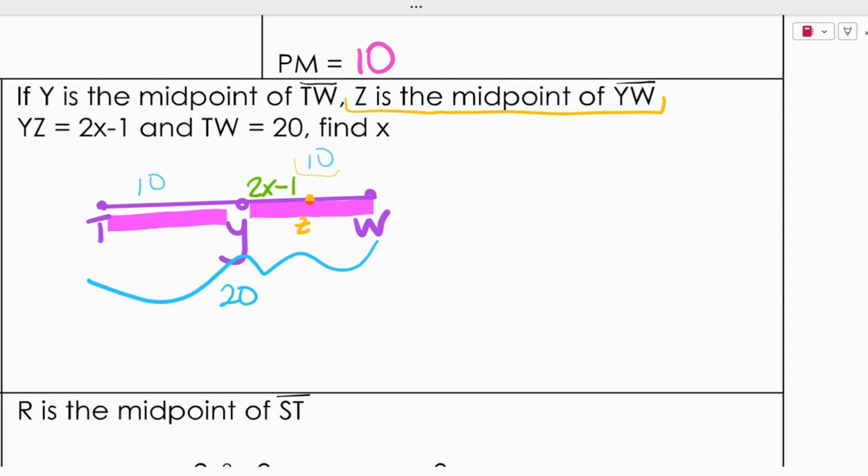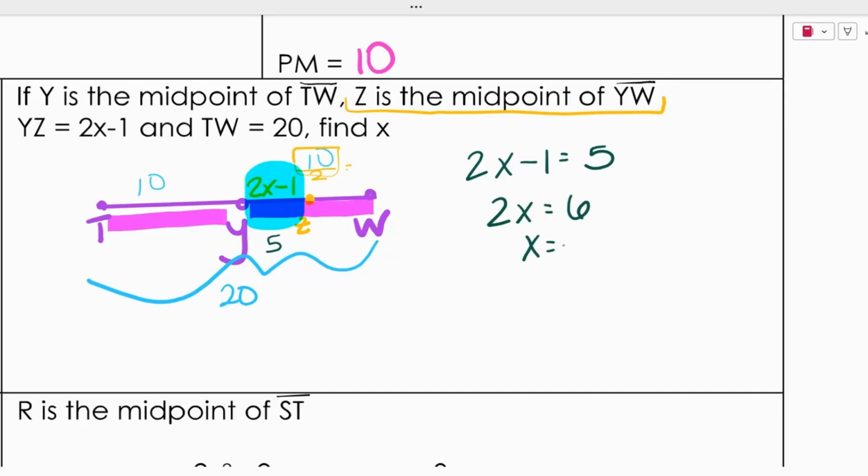I just took 20 and cut it in half. Now, on YW, I can take that 10 and split it in half again to get 5 and 5. And so that's going to allow me to just very easily say that the expression 2x minus 1 equals 5, 2x is going to equal 6, and then x equals 3.